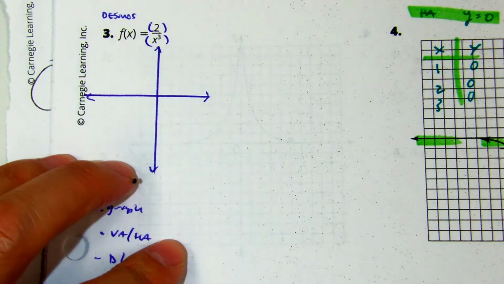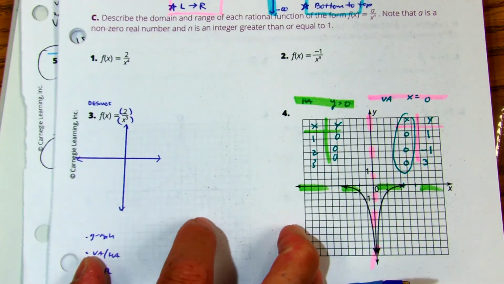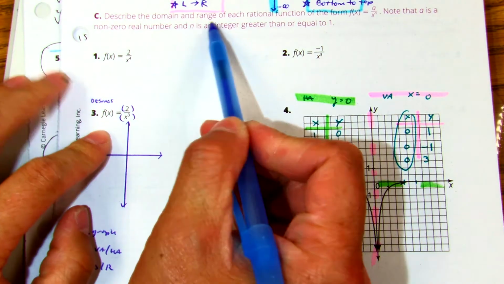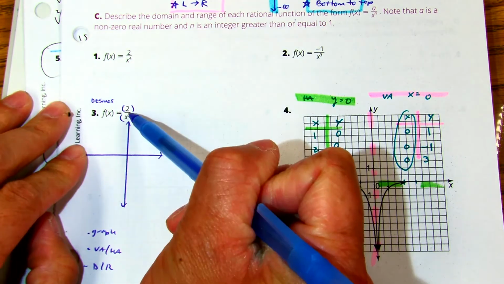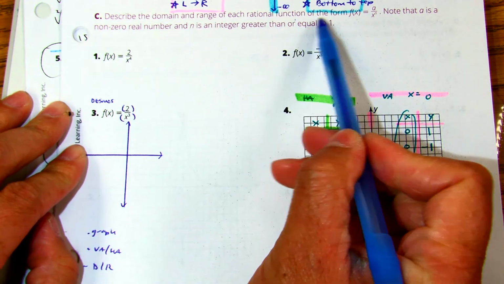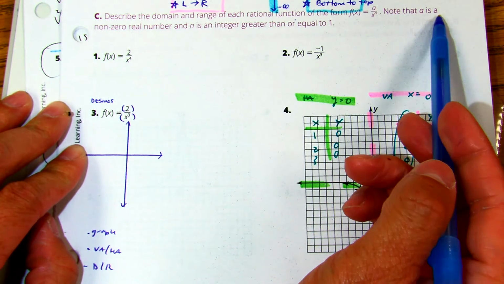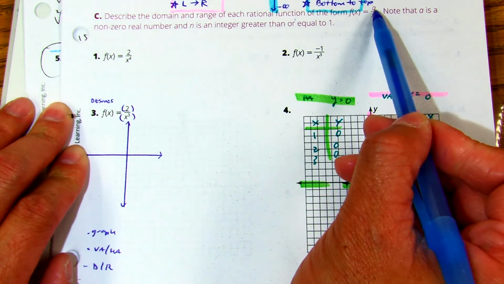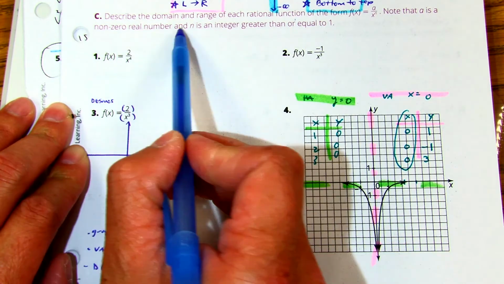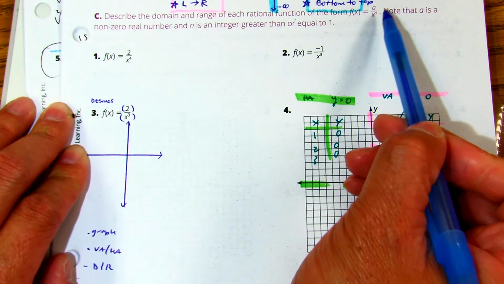Alright, let me read you the fancy directions, and then you probably did a bunch of it already. Describe the domain and range of each rational function. We learned that a rational function is essentially just division of polynomials of the form f of x equals a over x to the n. Note that a is a non-zero real number, so like 1, 6, -2. And n is an integer greater than or equal to 1, so x to the third, fifth, something power.